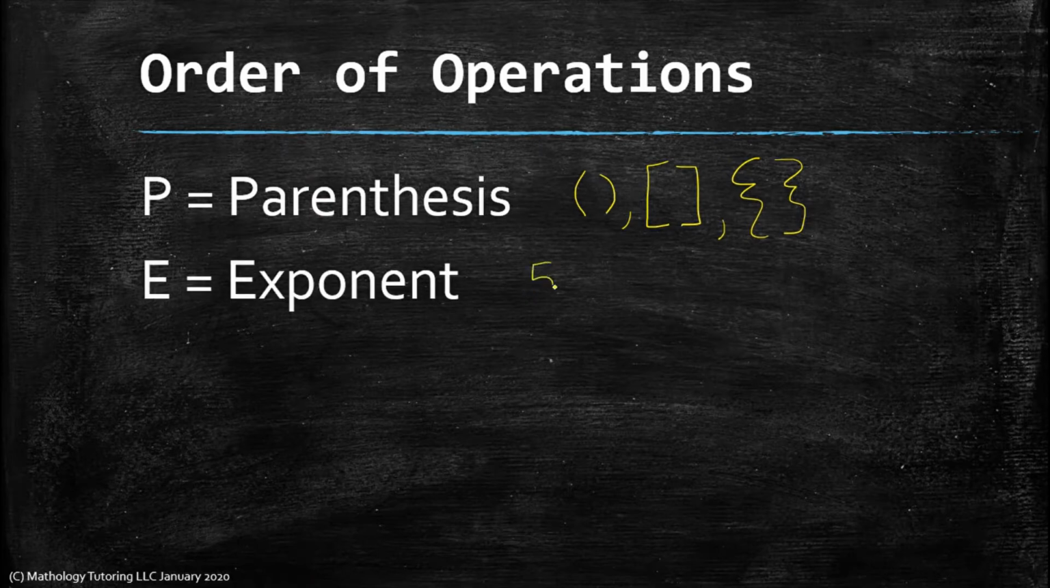So in 5 squared, the number raised to a power is called the exponent. And what that means is we're multiplying 5 by itself 2 times. It does not mean that we're multiplying 5 times 2, which is 10. So 5 squared is 25.